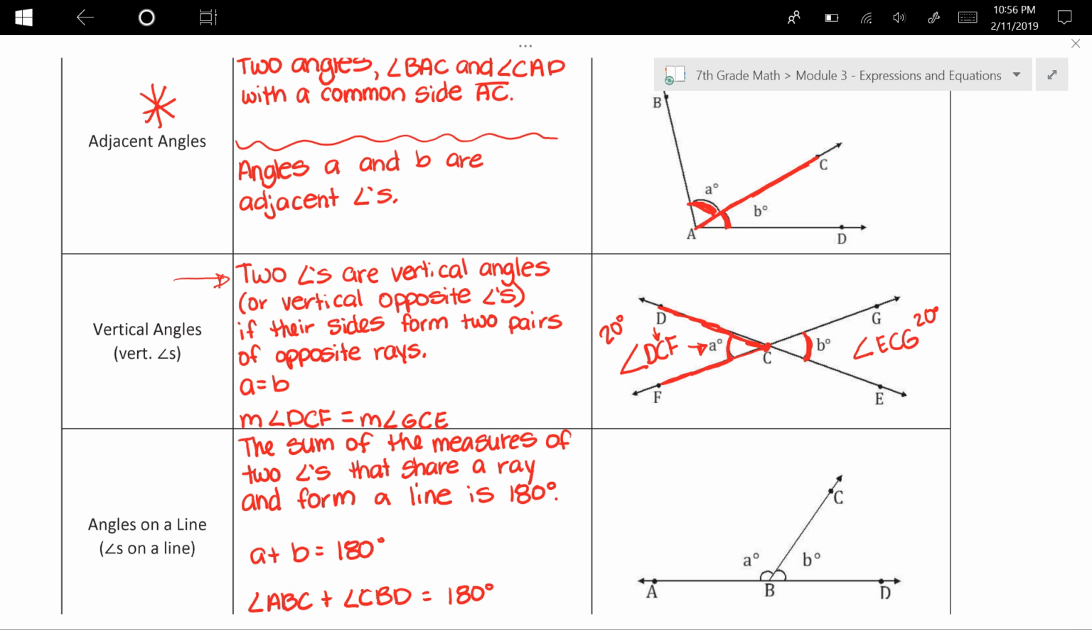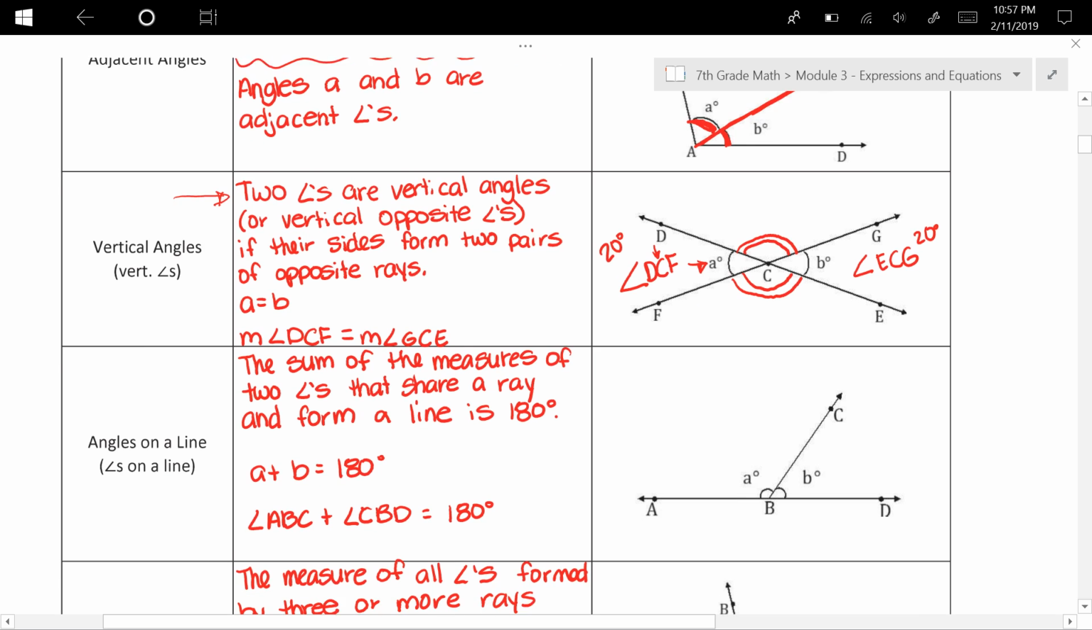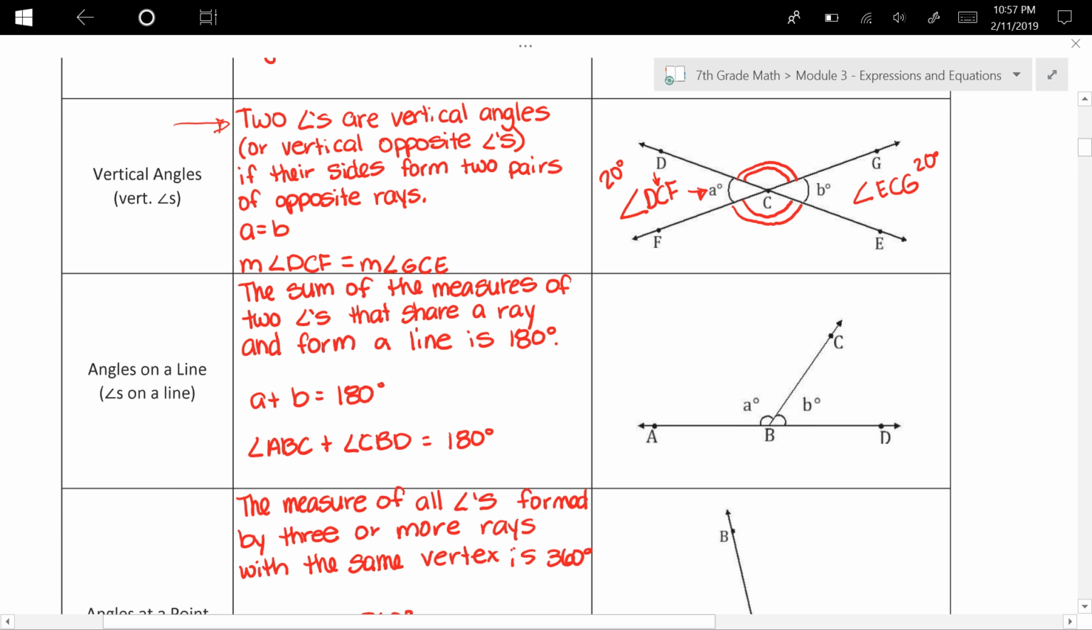There's actually another set of vertical angles here, and that is right here. And then what is opposite of it is over here on this other side. So that's another pair of vertical angles there too. Okay, so let's go to angles on a line.